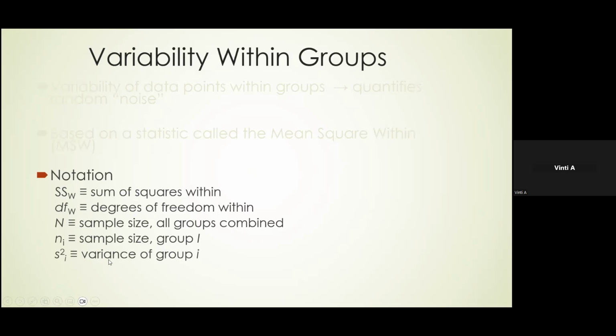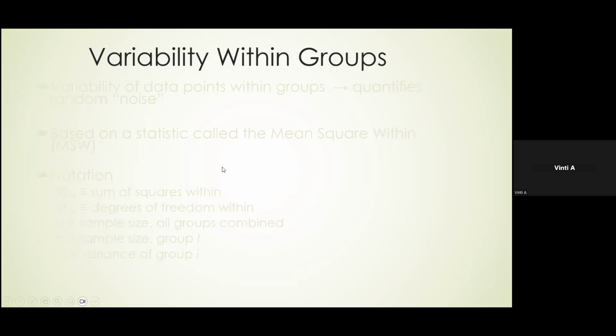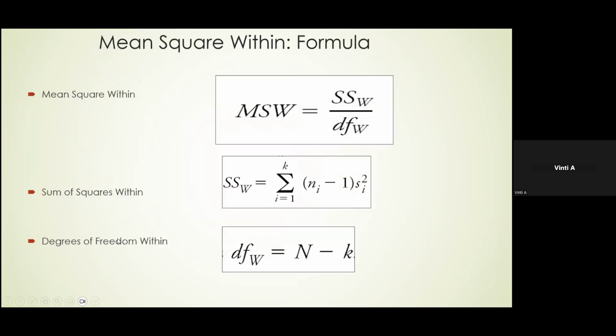And you will have the individual standard deviation within groups. So within the groups, the notation is always i, which shows this. So let's see how it is done.